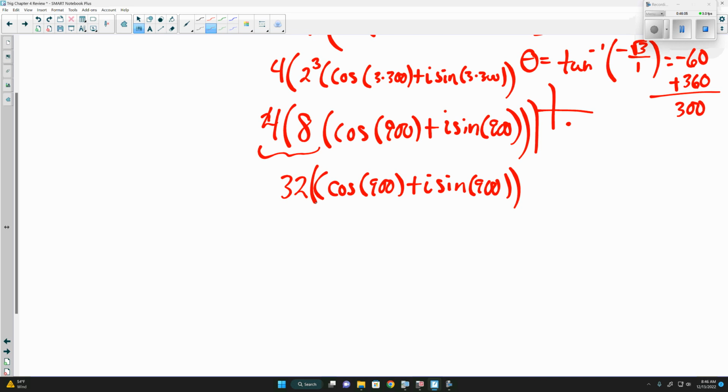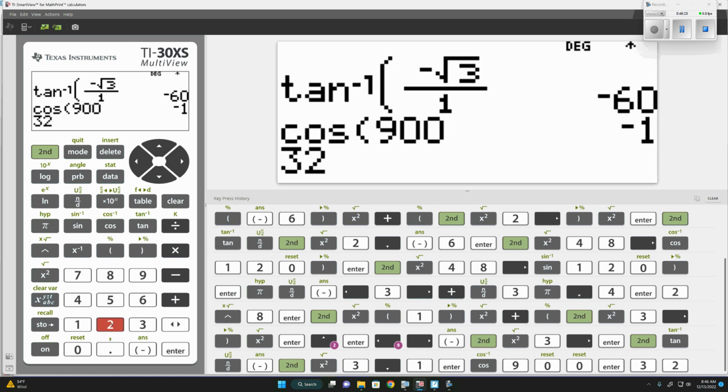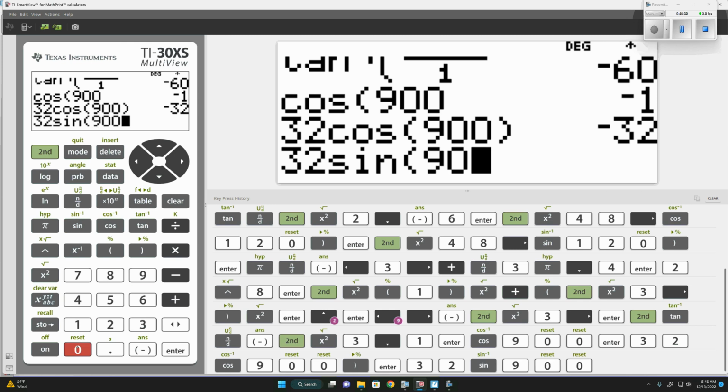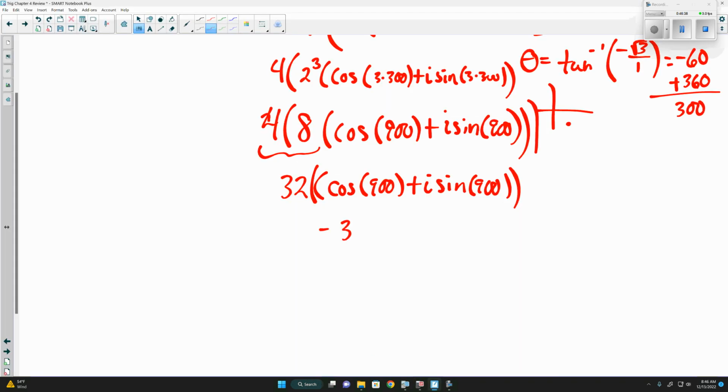And again, I will specify if you need to take it further than this, and really taking it any further than this is just typing it in, cosine of 900 degrees. Cosine 900, negative 1. So we could say 32 cosine of 900 degrees is negative 32. 32 sine of 900 degrees is 0. So really, this just simplifies to negative 32. Questions on this here?